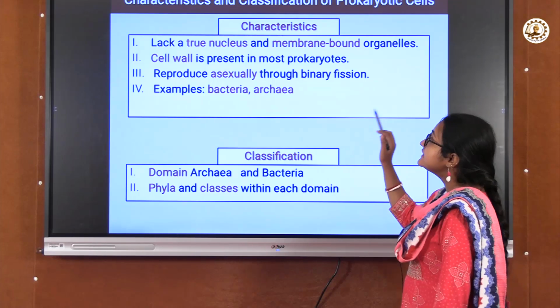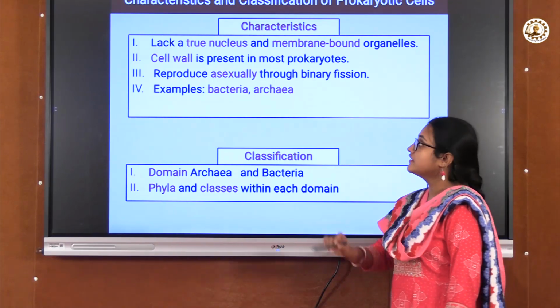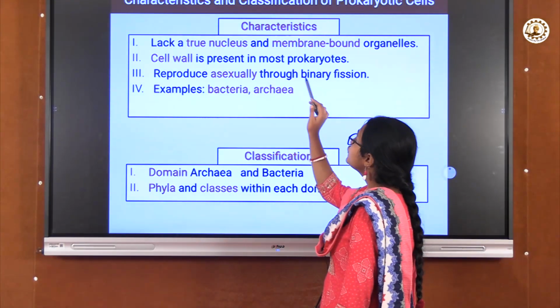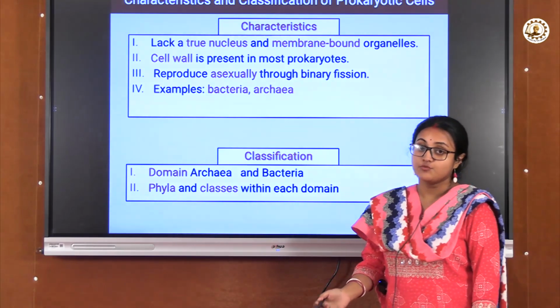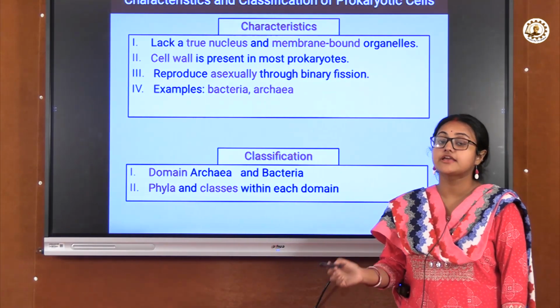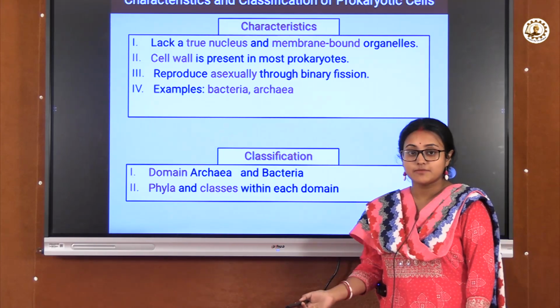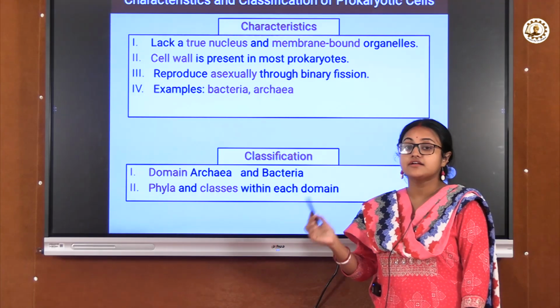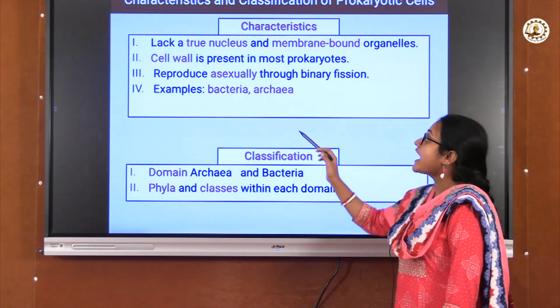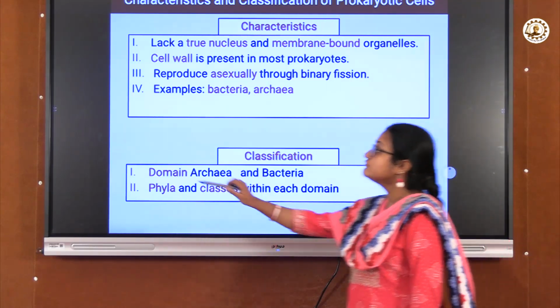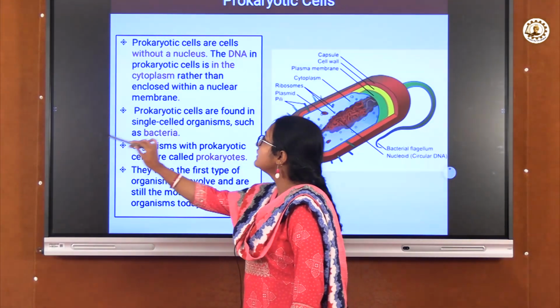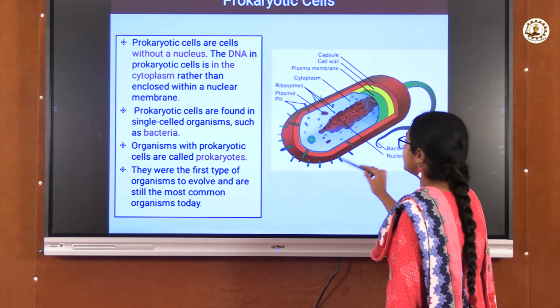So the characteristics of prokaryotic cells. They do not have any true nucleus or membrane-bound organelles, which are present in eukaryotes, like mitochondria, Golgi body, or chloroplast. The cell wall is present in prokaryotes, which we already saw in this. This is the cell wall.